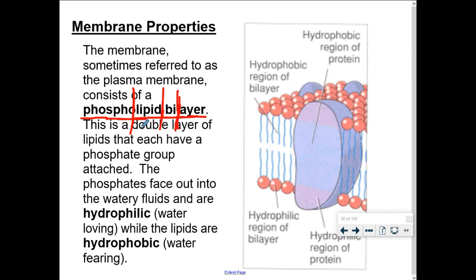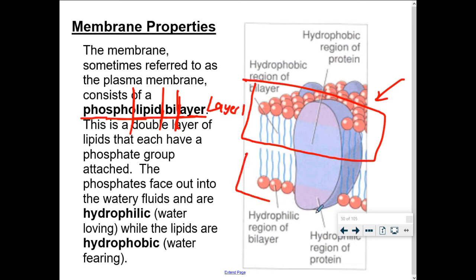The cell membrane is actually not one layer. It's two layers, and they're actually double layers. The cell membrane looks something like this. There is a layer right here, I'll label this as layer number 1. And there is a layer right here, I'll call this layer number 2. And so that's one of the reasons why this is known as a bilayer, is that there's actually two different parts to it.